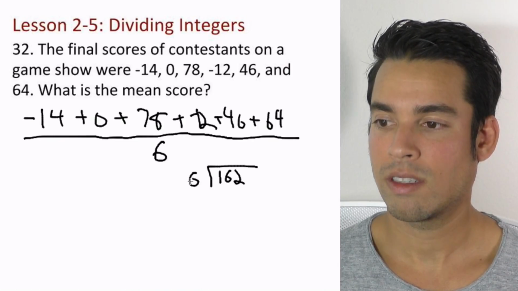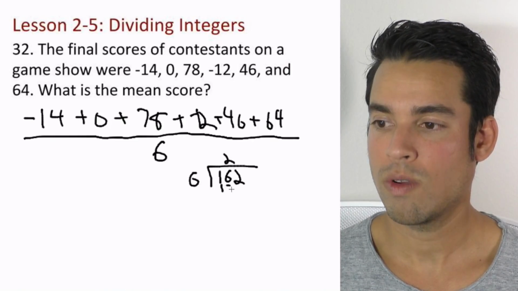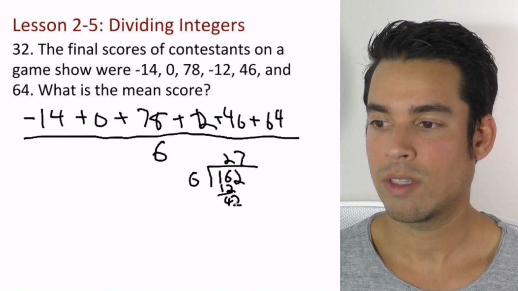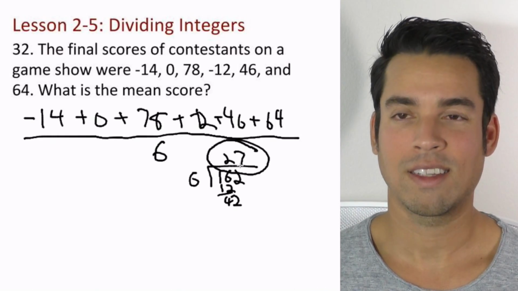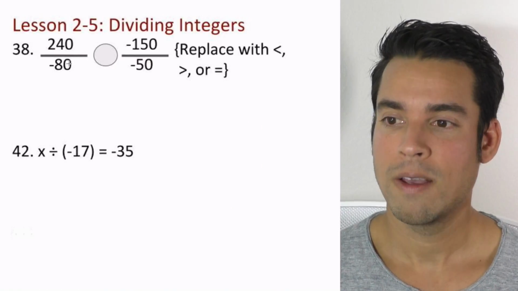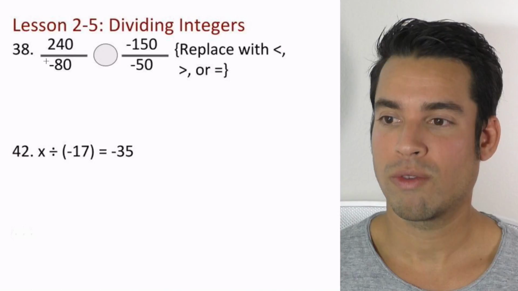Hopefully I did that correctly. 162 divided by 6. 6 goes into 16 twice. 12, 4, 2, and a 7. 7 times 6 is 42. So we know that our final answer is going to be 27. So feel free to double check my math in case that mental math was incorrect. All right, now we go on to number 38.